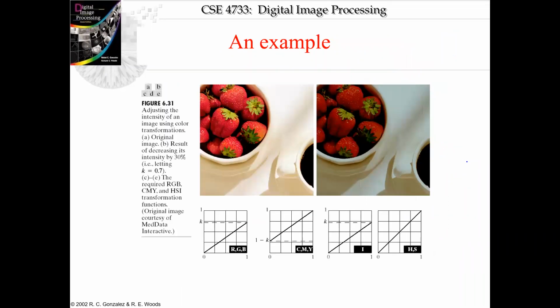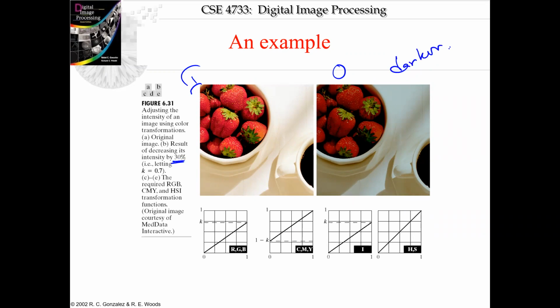Now, if we look at this particular input image, and this is the output image, the difference between the input and output image is that the brightness or the intensity has been reduced by 30%. That means here the image looks darker, right? Yes or no?